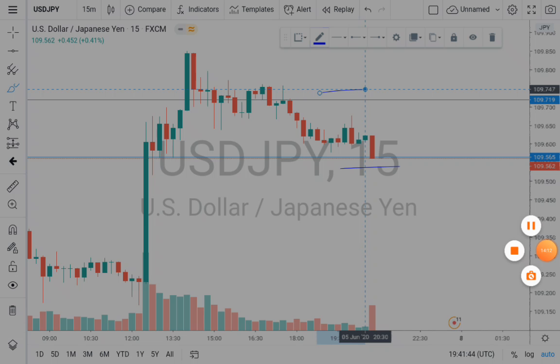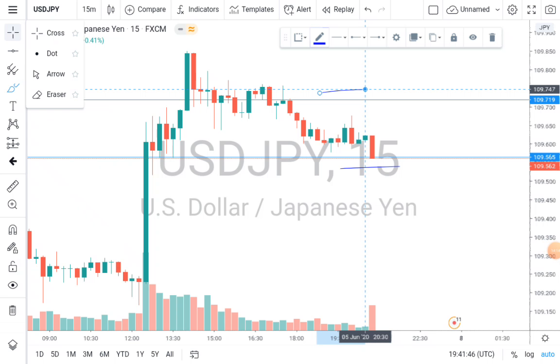So basically, as we can see, now we're having a good setup for a USD JPY sell potential. It is a very potential sell market.